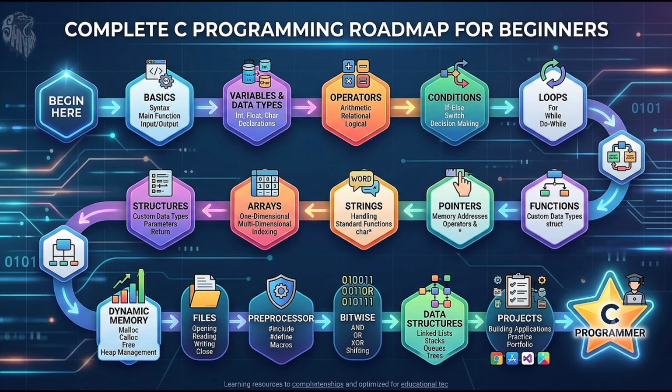Simple way to remember C: C programming equals data plus logic plus memory. Data: variables, arrays, structures. Logic: conditions, loops, functions. Memory: pointers, addresses, dynamic allocation. Once you understand these three areas, you have the foundation to become a strong C programmer.